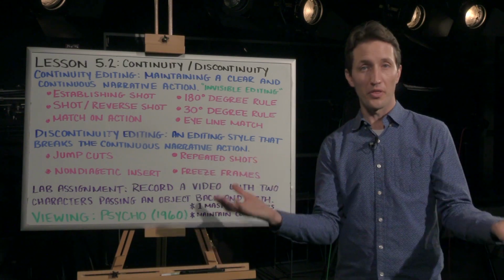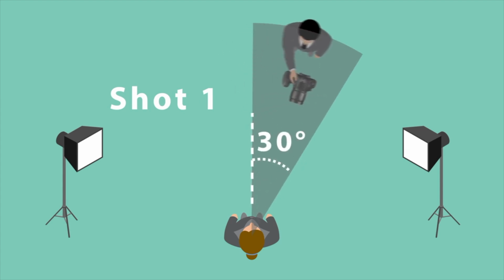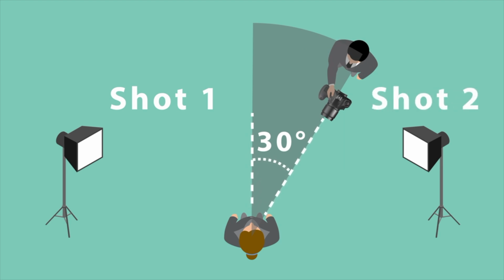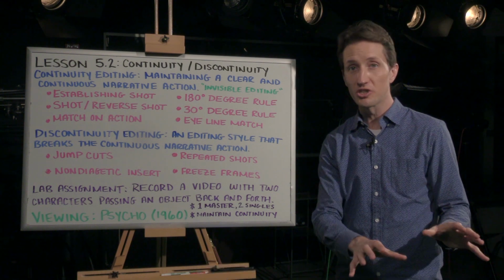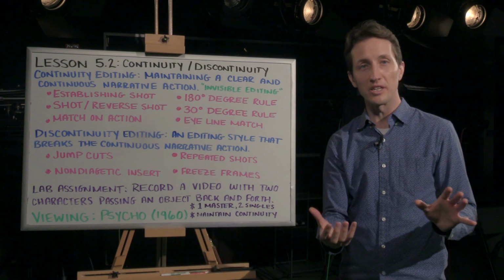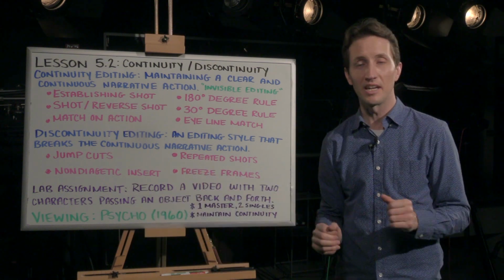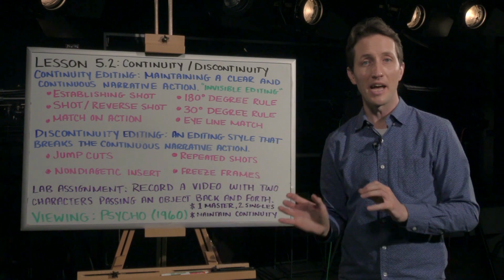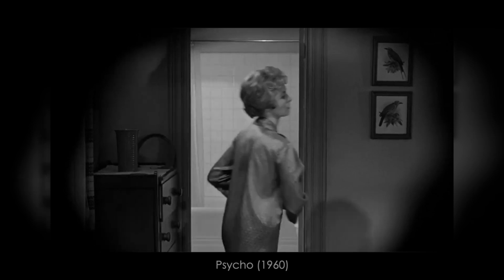You can also have the 30-degree rule. The 30-degree rule states that if you're filming a subject and you want to cut to a new shot of that same subject, the camera has to move at least 30 degrees left or right of the initial setup in order to preserve the continuity. If you don't move that 30 degrees, you run the risk of jumping, which we're going to talk about when we get down to discontinuity editing. There's also an eye line match. Now with an eye line match, if you have a character who appears to be looking at something, the next shot in the sequence is probably the thing that they're looking at. And we're going to see several examples of that in this week's film, Psycho.